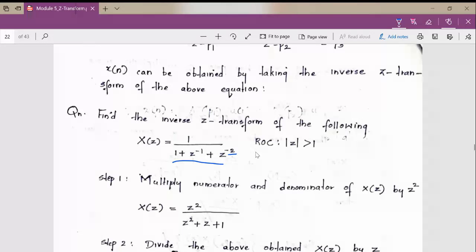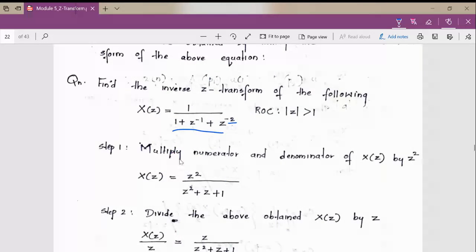If there were Z raised to minus 3, we would have to multiply the denominator and numerator by Z cube. We don't have the right to change the entire equation. So whatever changes we give, we have to apply them both in the denominator as well as the numerator. So that is what we are doing here.